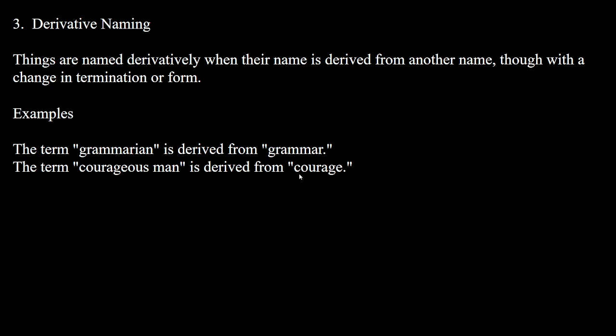Third, derivative naming. Things are named derivatively when their name is derived from another name, though with a change in termination or form. For example, the term grammarian is derived from grammar, and the term courageous man is derived from courage.